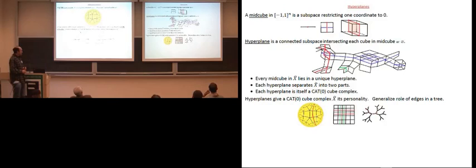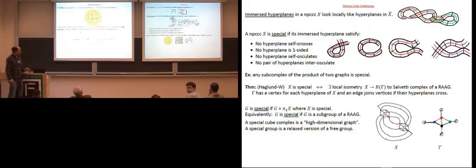Well, I would claim that it's the hyperplanes that give a CAT(0) cube complex its personality. They generalize the role of edges in a tree. In fact, CAT(0) cube complexes are generalized trees. They're high dimensional trees from a certain viewpoint. So you can imagine here's one hyperplane inside of that CAT(0) cube complex. You can imagine all the others. They're likable things. And here in the Euclidean plane, there are vertical and horizontal hyperplanes.